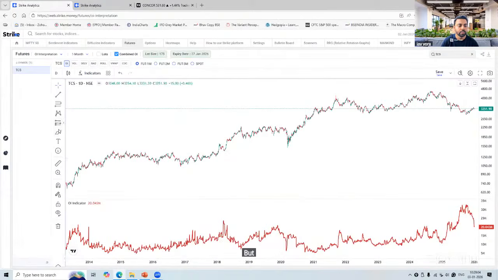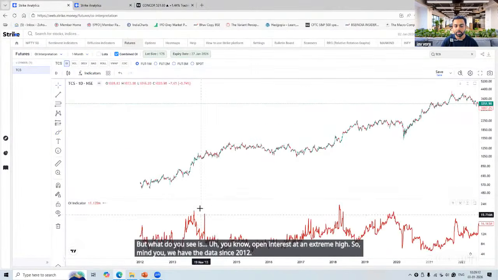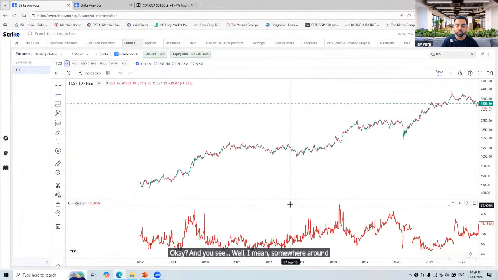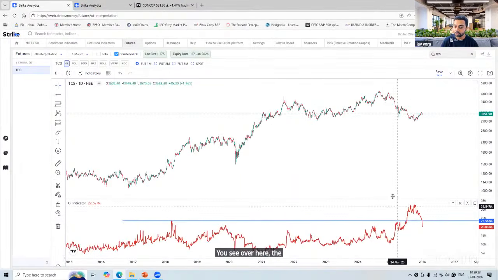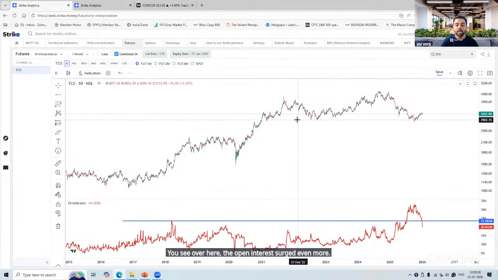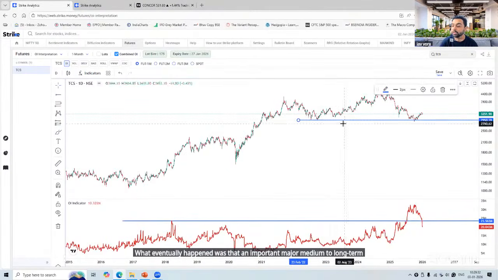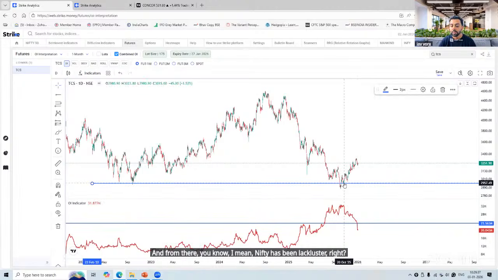But what you see is open interest at an extreme high. Mind you, we have the data since 2012. Somewhere around this point was the highest open interest, right? You see over here, the open interest surged even more. What eventually happened was that an important major medium to long term support level was getting tested, and from there Nifty has been lackluster, right? But even despite that, TCS has gone up 8-10%.